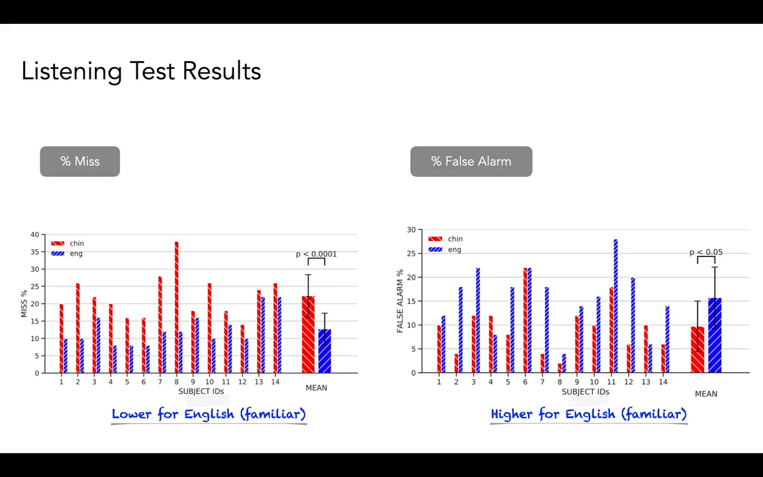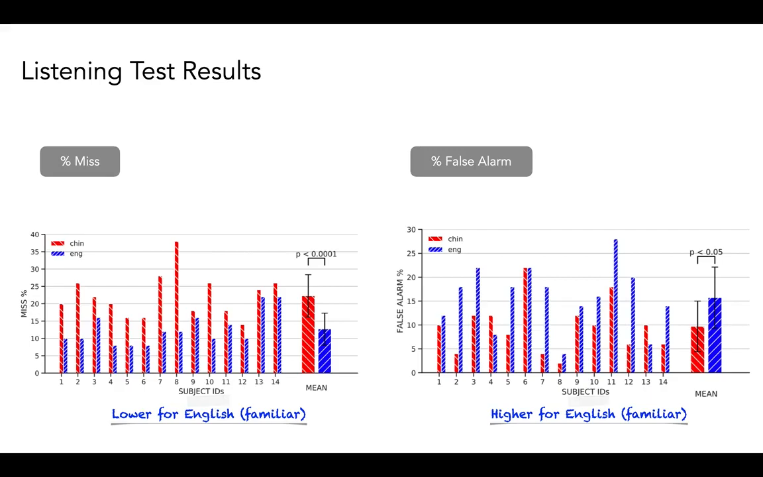The blue color bars stand for the English stimuli, and the red color bars stand for the Chinese stimuli. You can see that the English stimuli have an average miss rate close to 10%, which comes to around 5 stimuli. And the Chinese has a miss rate of close to 20%, which comes to around 11 stimuli. So that means humans are quite good at this task. They have a low miss.